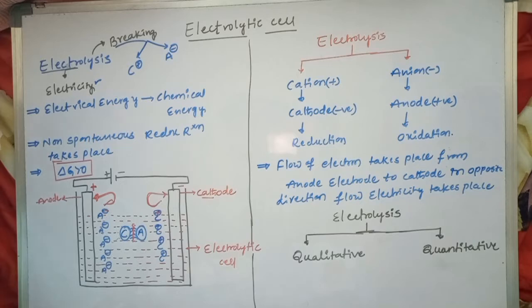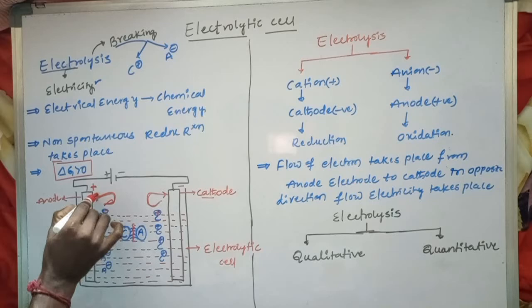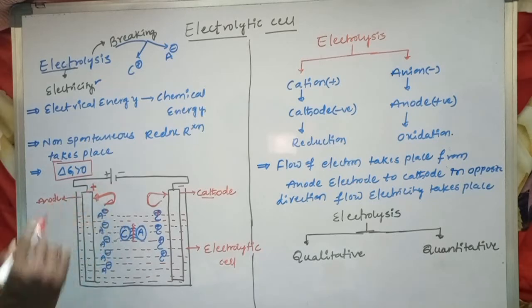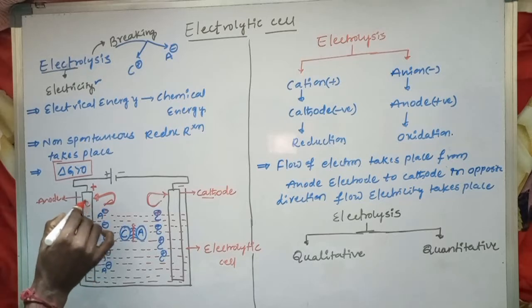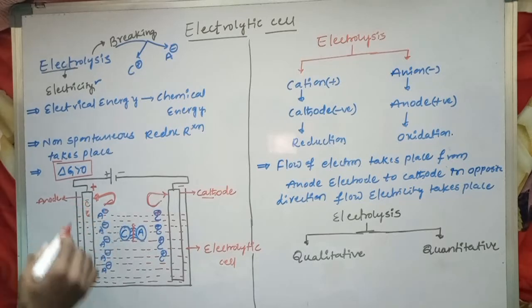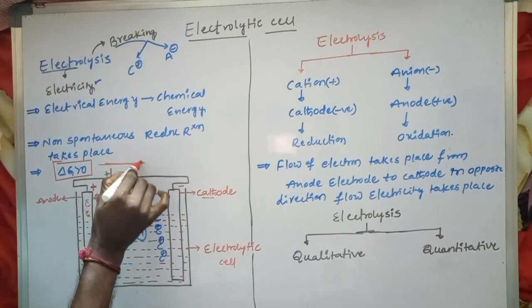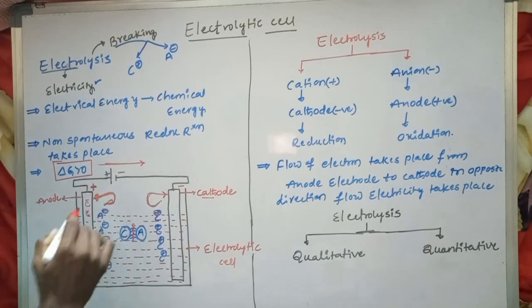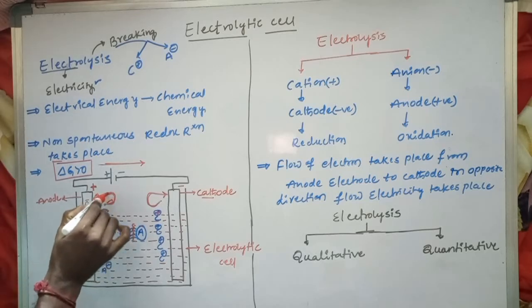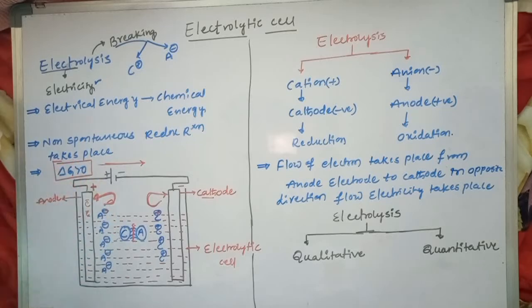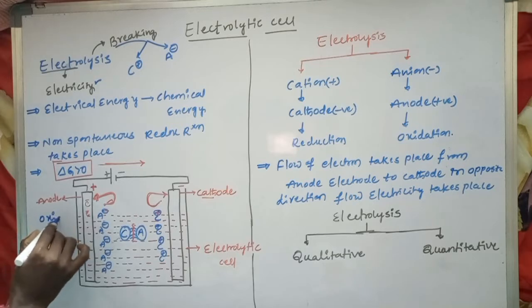Now see here, the anion migrates towards the anode and loses electrons on the anode electrode, converting into a neutral particle. So at the anode the number of electrons increases, and the flow of electrons takes place from the anode electrode to the cathode electrode. Here the anion is losing electrons at the anode. So what process is going on at the anode? The oxidation process takes place.